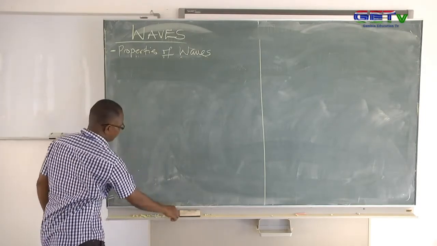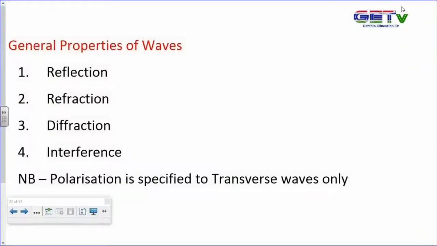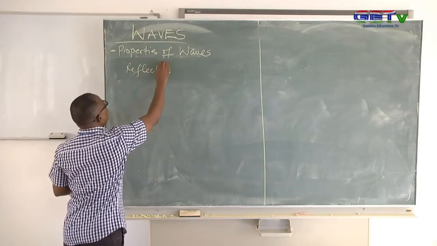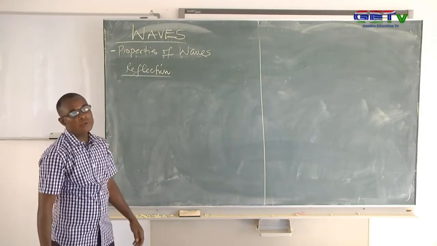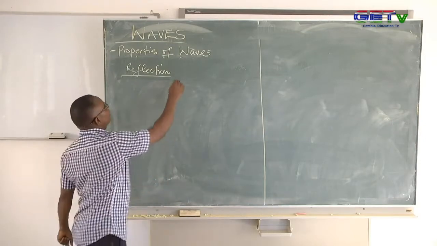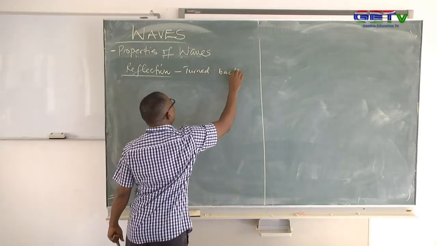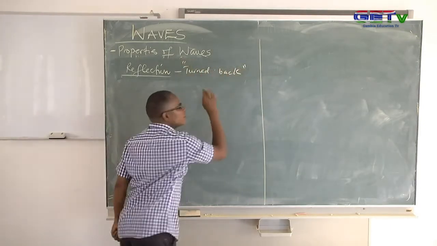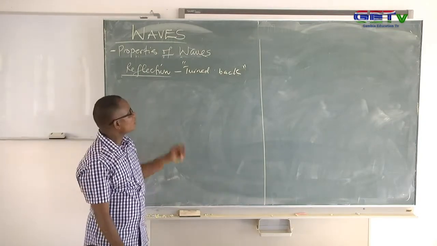So in the first place, we're going to look at the general properties of all waves. General property number one is reflection. And that is the ability of the wave to turn back when it is incident on a barrier. Remember that? Actually, the short code of it is turn back. To reflect is to turn back. If the wave is capable of turning back when it is incident on a barrier, then we talk about reflection.